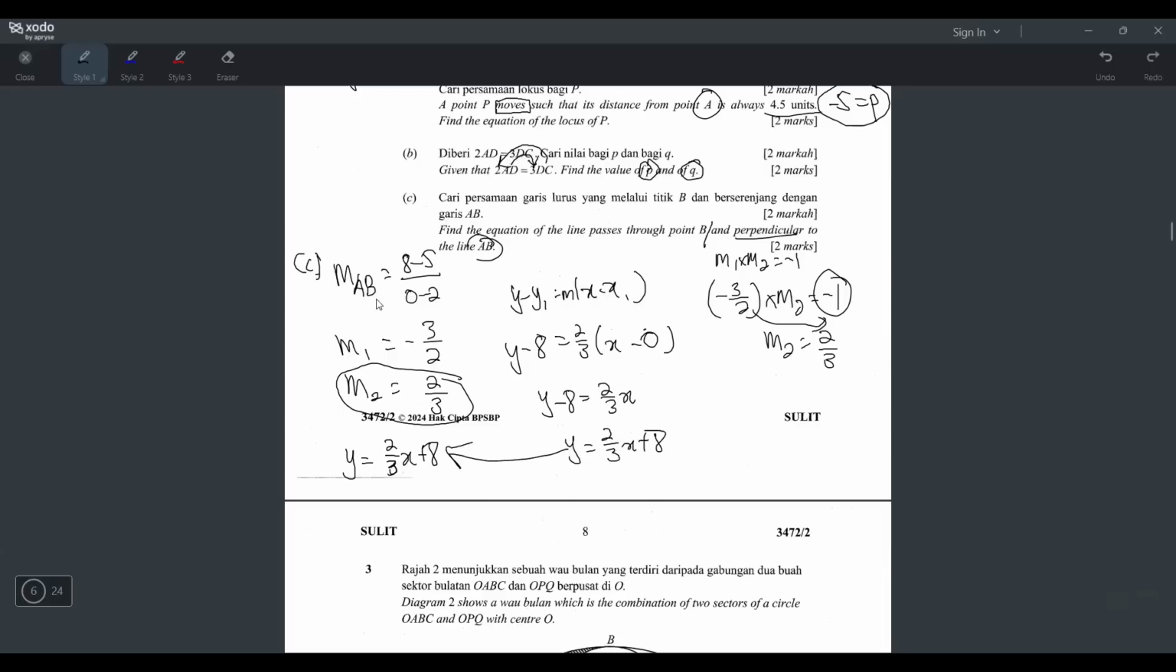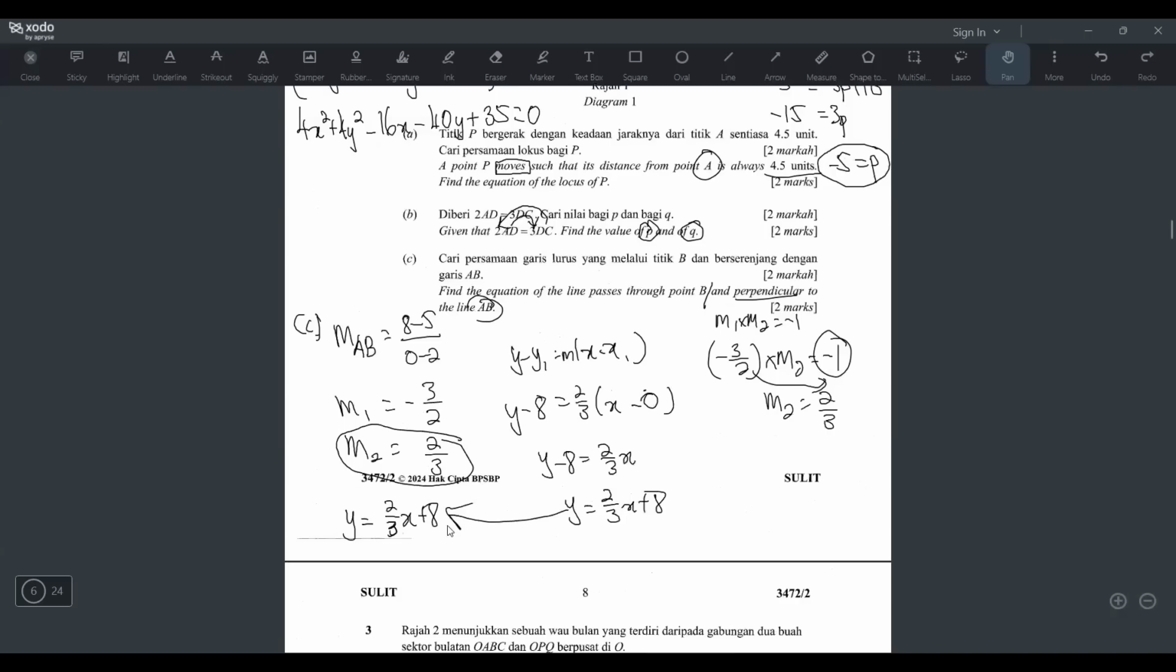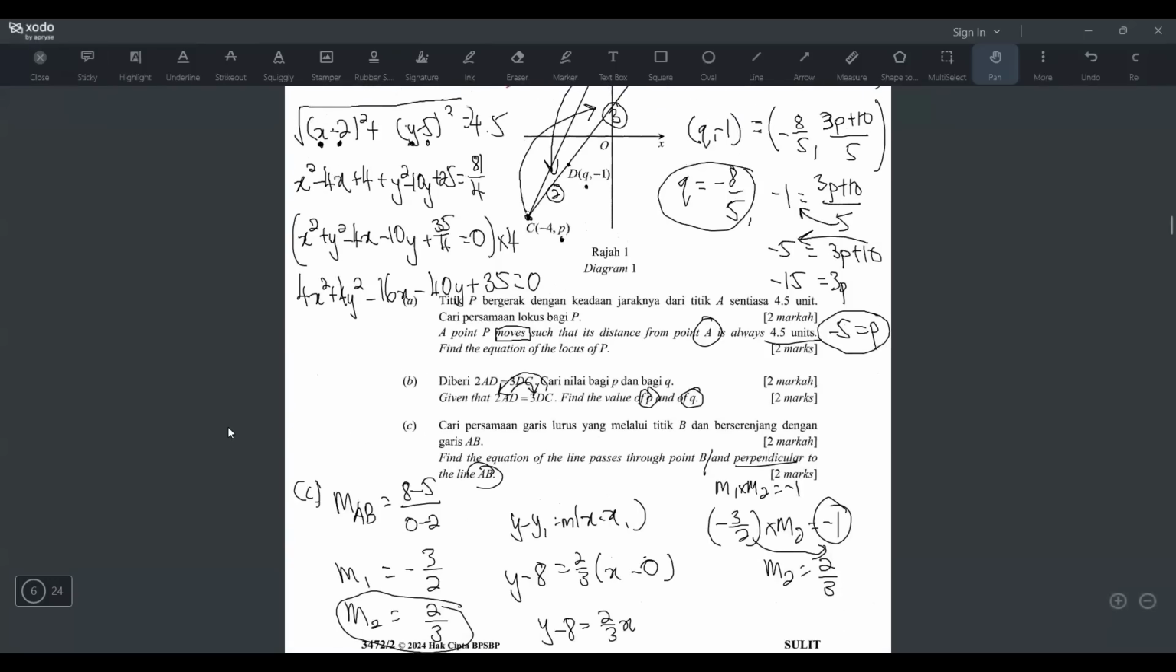It's faster to do it the earlier way because you already have your gradient and y-intercept. When you have both, you can directly put them into y equals mx plus c. But if you want to do it this way, you can also. You will end up with the same answer. But in the exam, don't do both. Just choose any one. Okay, I think I'm done. That's all.